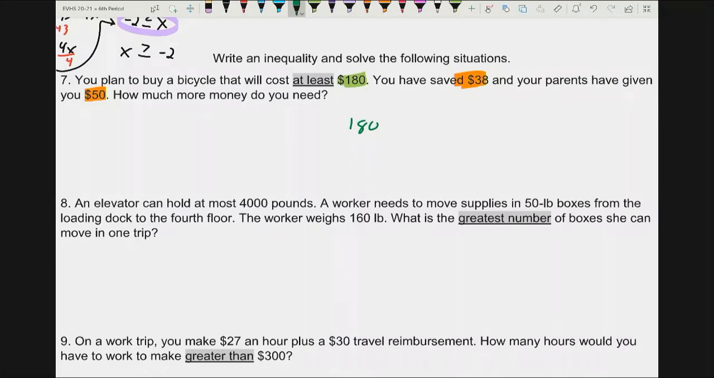Well, what that means is that 180 is the smallest amount, so our inequality sign has got to go the other direction. It's got to make 180 be the smaller amount, and the amount of money we have to save as the greater amount. So now I start plugging in $38 plus $50, and now I have to save some more, and I don't know how much that is, so I'm going to make that my variable x.